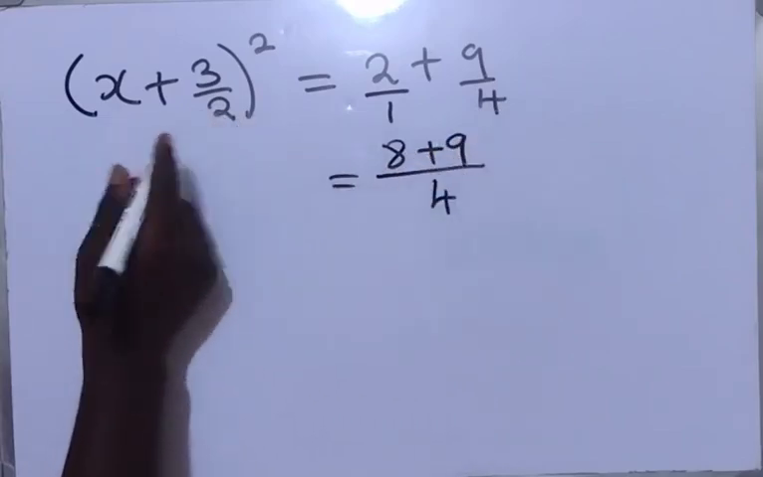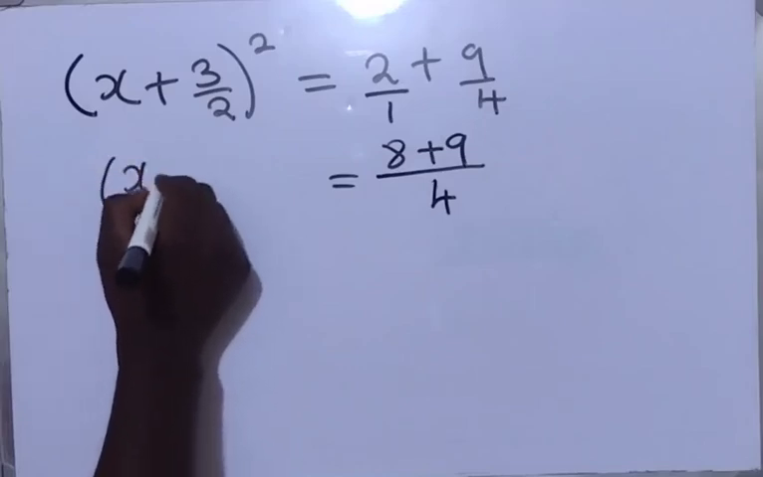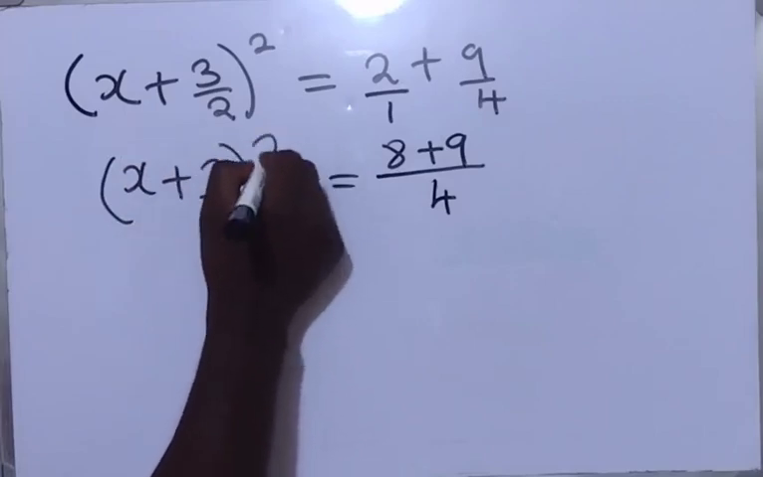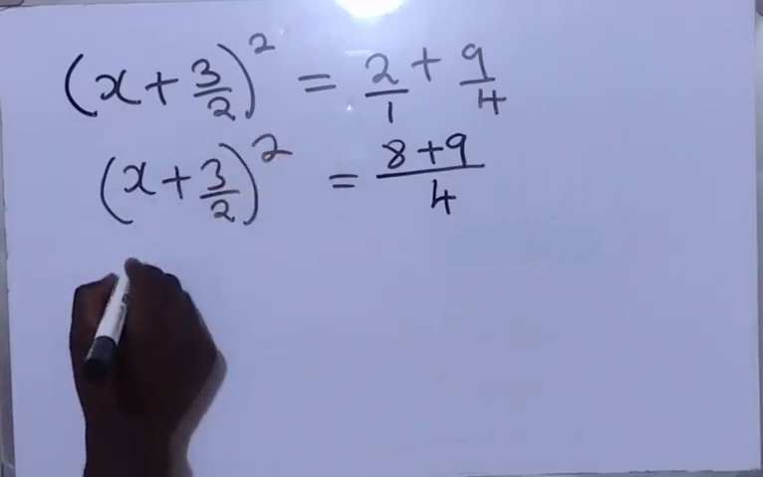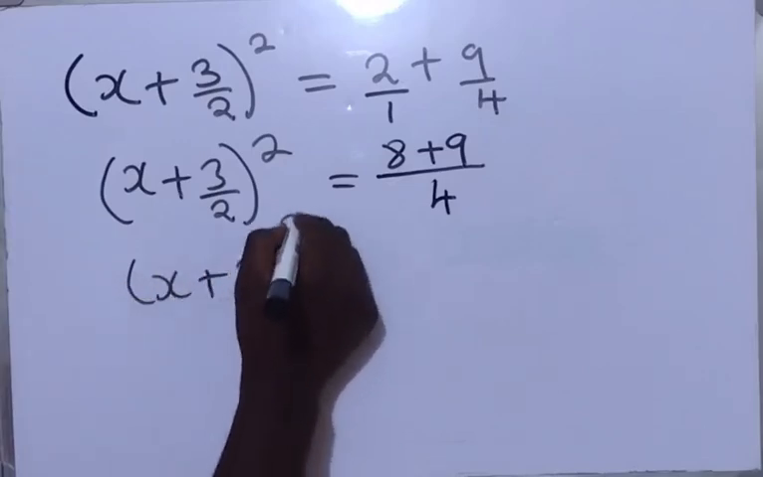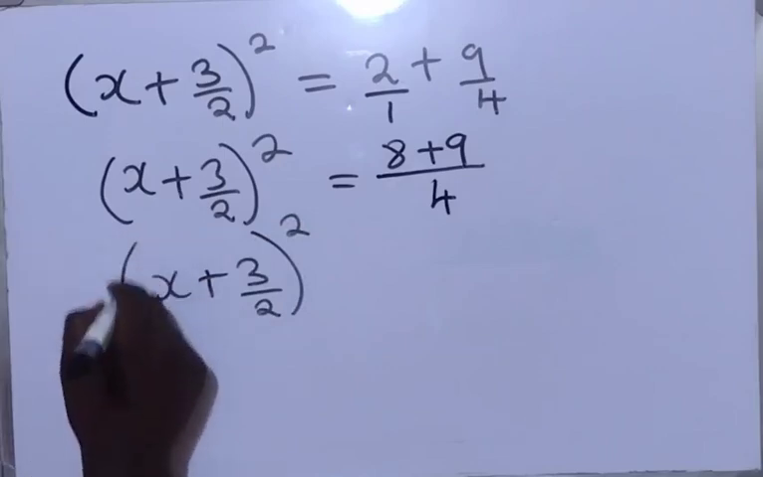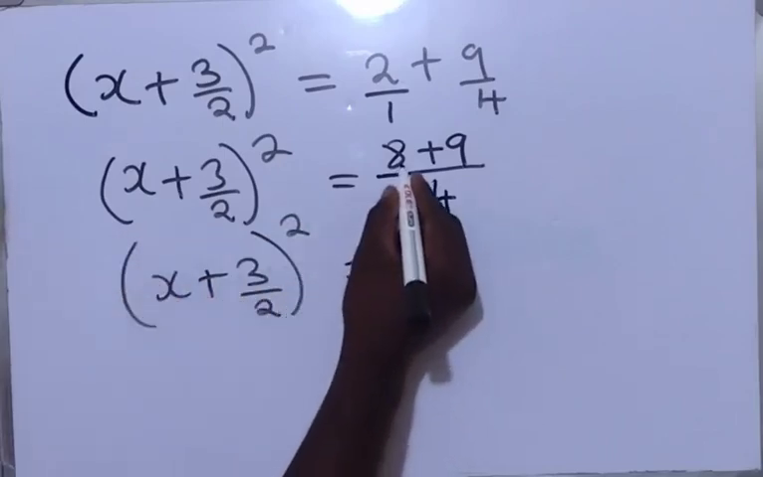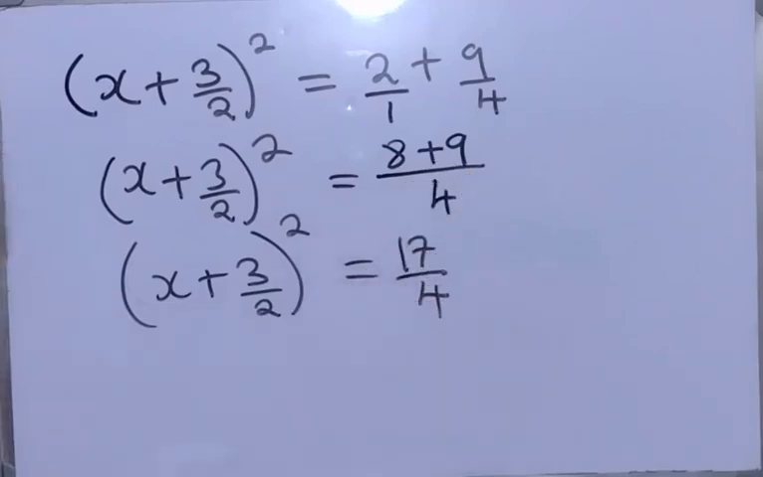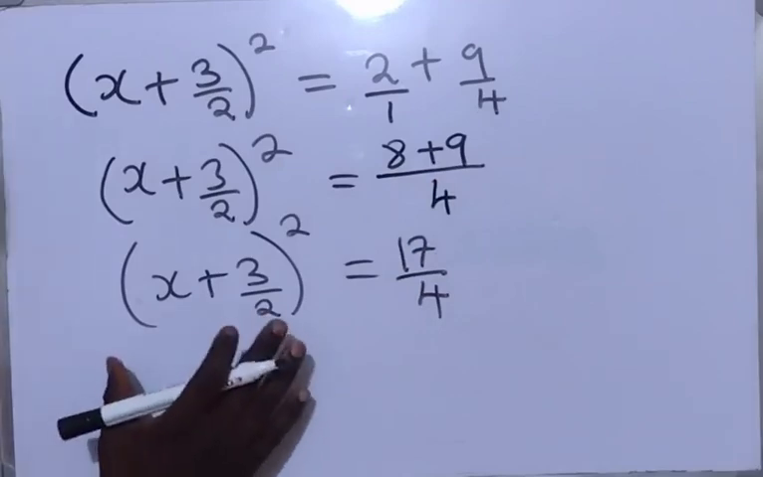Then what is on the left-hand side? Just write it the way it is. (x + 3/2) in brackets squared. Again, we drop it down. (x + 3/2) in brackets squared. Okay. Then equal to 8 plus 9. This will give us 17 divided by what? By 4. So what you are going to do there is we want to find the value of x.